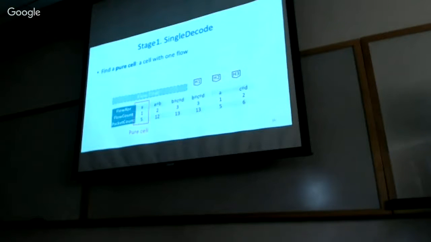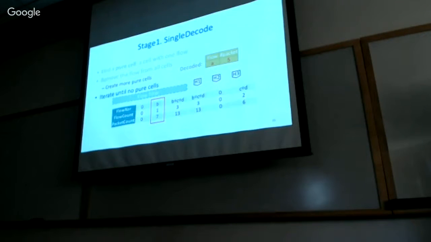The single decode starts from finding a pure cell, which contains only 1 flow in it. Because it only has 1 flow, we know that the flow resolve field is exactly the 5-tuple of that flow, and the packet count field is the number of packets of that flow. In this example, we decoded flow A, and its size is 5. Then we remove flow A from all the cells it appears in, by resolving the 5-tuple out of the first field and decrementing the flow count and the packet count. This creates more pure cells, so we can decode again. We can iterate this process until there are no pure cells.